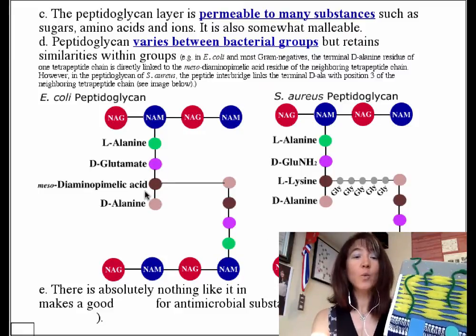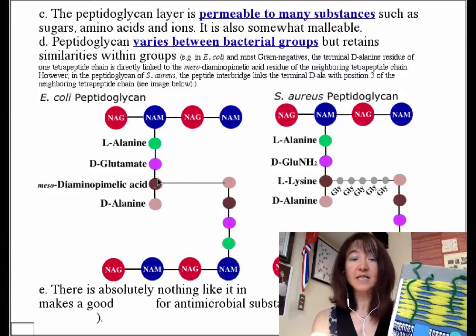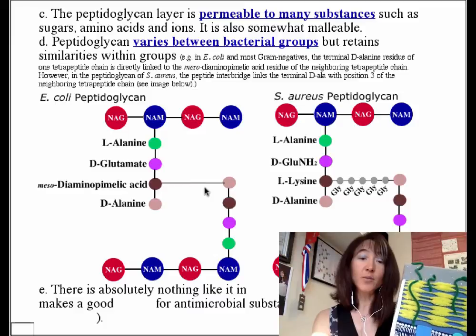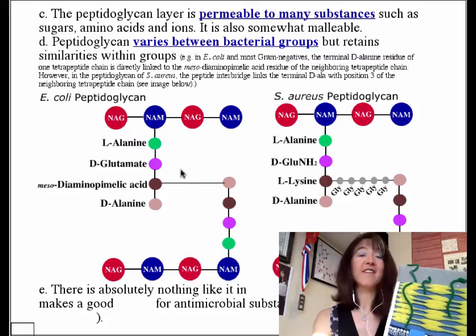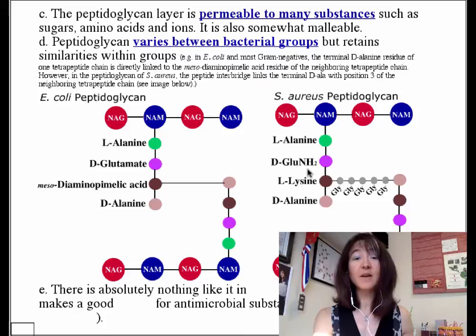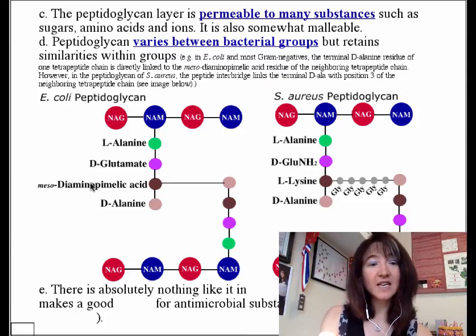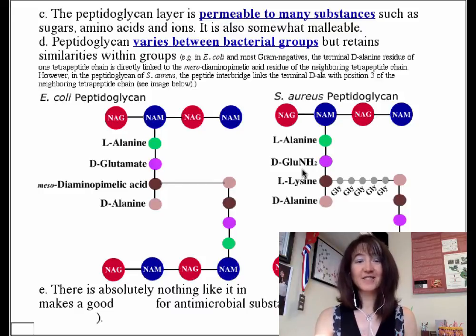Notice that in E. coli, we still see these unusual amino acids. We do not see the pentaglycine interbridge. So the peptide interbridge that we see in Staphylococcus aureus, the 5 glycines, it's not there in E. coli. But we also notice that there's some derivations in the tetrapeptide chain. So whereas E. coli contains generally this diaminopimelic acid, we see an amidated version of glutamate within Staphylococcus aureus. Both are unusual, but they're different. So there is some variation across the bacterial world.